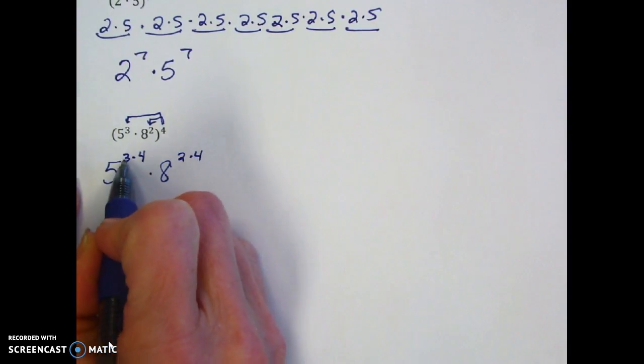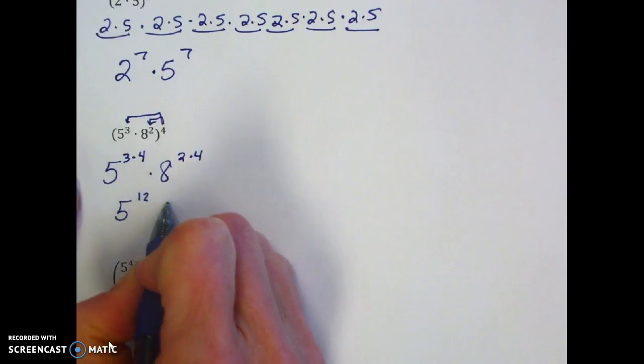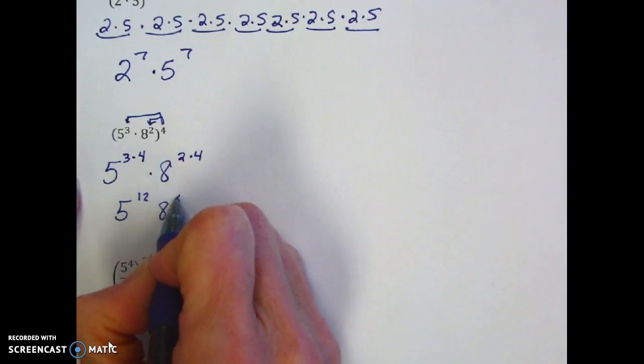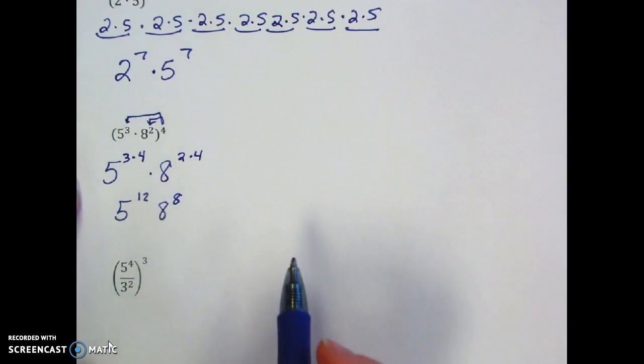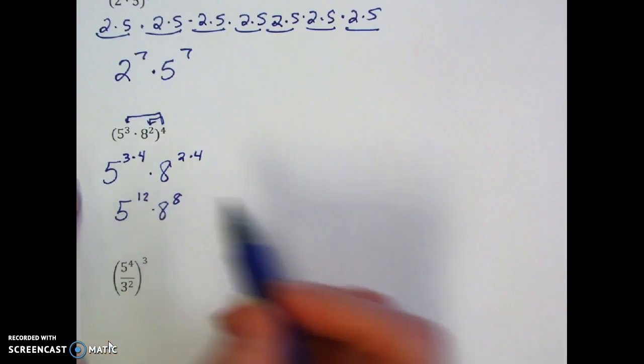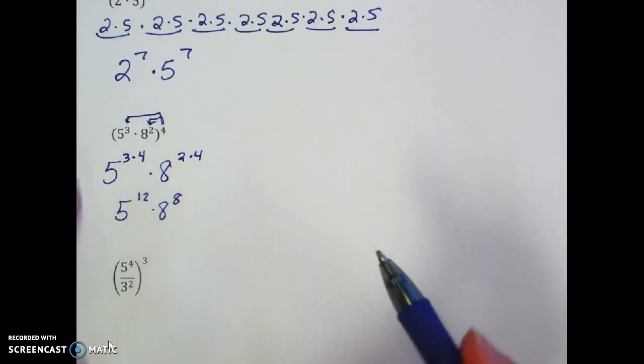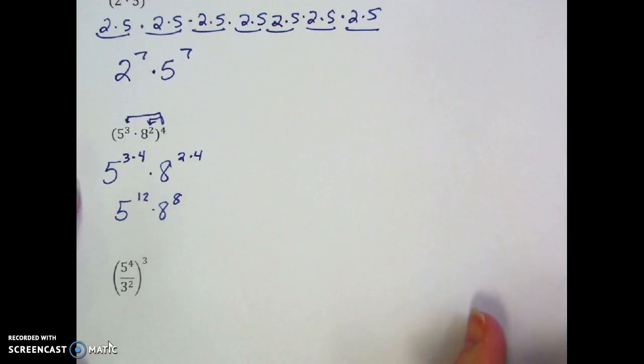So 5 to the 3 times 4 would be 12. And 2 times 4 for the 8 would be 8. 5 to the 12th and 8 to the 8th. And these are multiplied, but we don't really need to put the dot in there to show multiplication. We know that they're side by side, so they're multiplied.